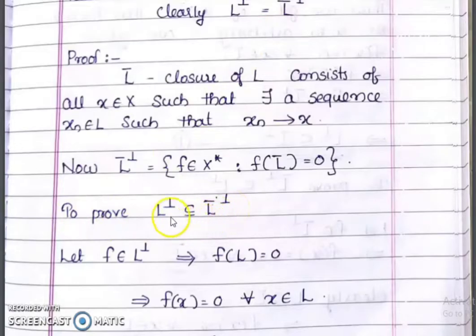All elements of L perp are f. So you first take some f belongs to L perp. Clear? And we have to prove f belongs to L closure perp. f belongs to L perp implies f of L equal to 0. This implies f of x equal to 0 for every x belongs to L.